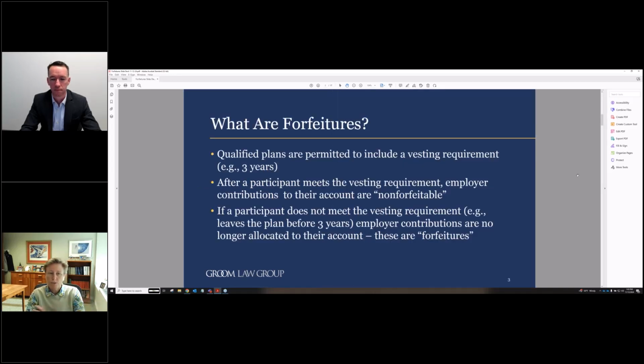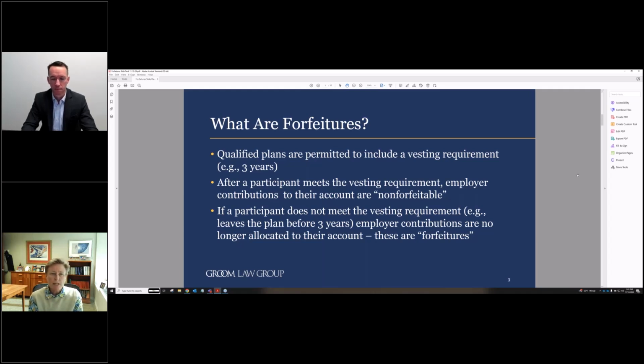And yes, please do post your questions as we go along if you have them. So again, very high level, what are forfeitures? We all know our plans probably have a forfeitures account. What's the reason for that? Well, qualified plans are allowed to have a vesting schedule. You don't have to vest every participant in the money that the employer contributes or matches to the plan immediately.